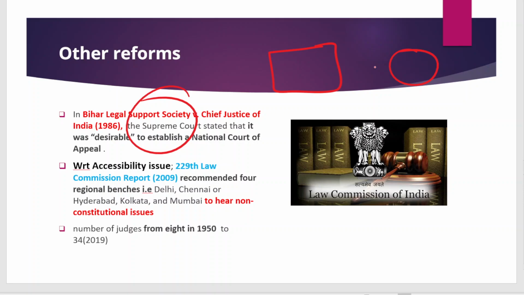And when we talk about the accessibility issue, try to remember the example we gave initially. Let's say we have a map of India, and the Supreme Court is in Delhi. If a person in the northeast is dissatisfied with the judgment of the Guwahati High Court and wants to file an appeal to the Supreme Court, he or she has to visit Delhi, then contact a lawyer.